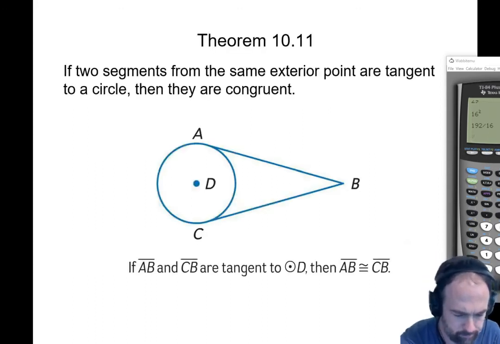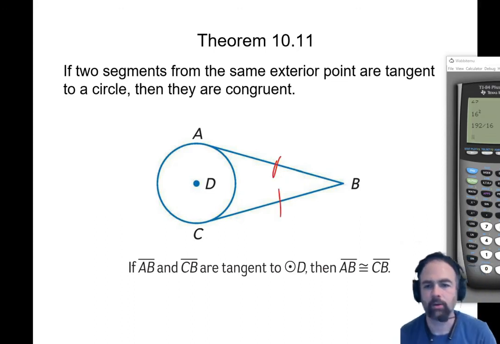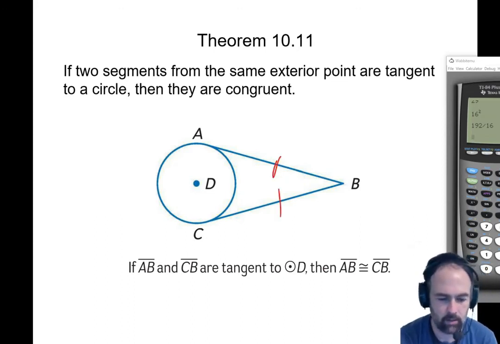my pen didn't work. I'm having all sorts of technical difficulties today. These two are congruent because they are tangent to the circle from the same exterior point.